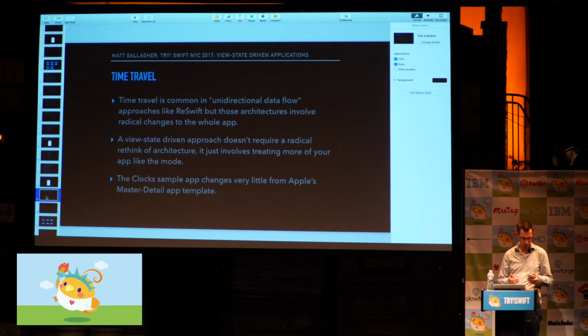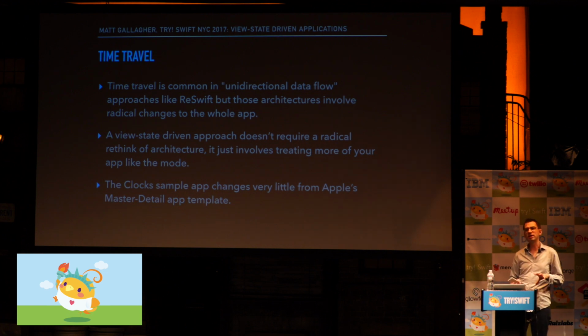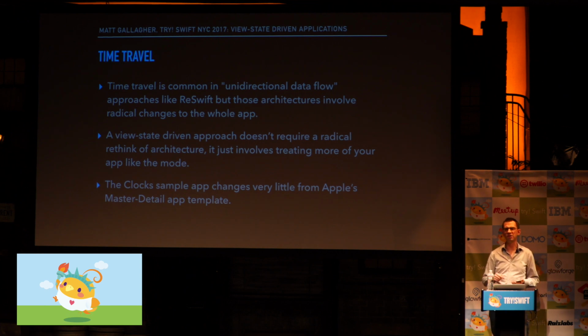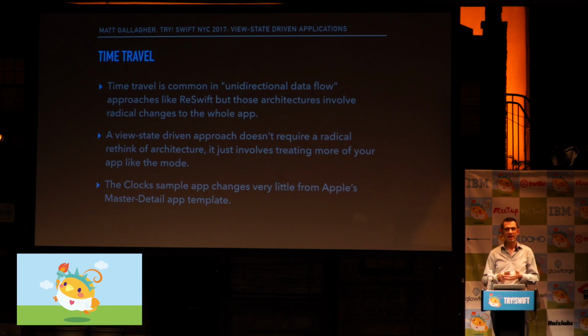Let's go back to here. So the ability to wind back view state is sometimes called time travel in different design patterns. It's very common to see time travel happening in unidirectional data flow, which is a way of putting your entire app on this tight little loop, used by libraries like ReSwift. But you don't actually have to completely redesign the architecture of your whole app to do things like this. A view state approach is really just thinking about your view state as a model and putting it on a model pipeline.